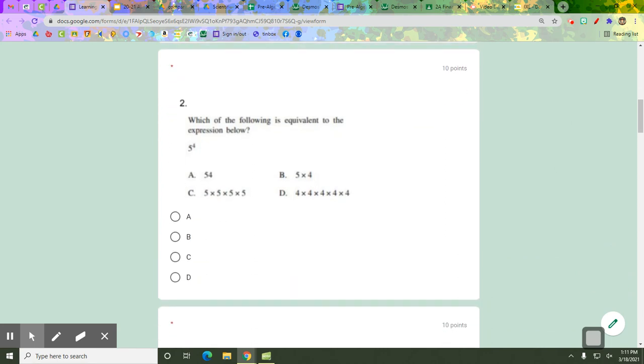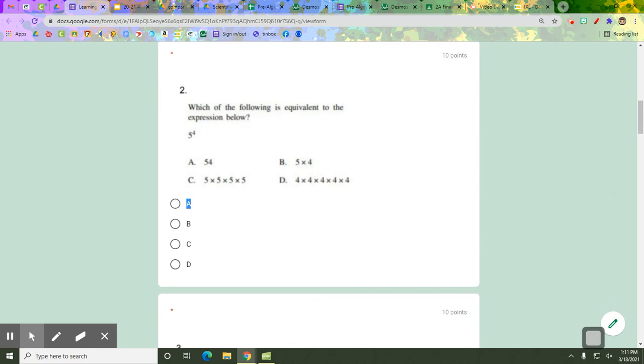Same thing on number 2. Which of the following is equivalent to the expression below? Can you go to 3?